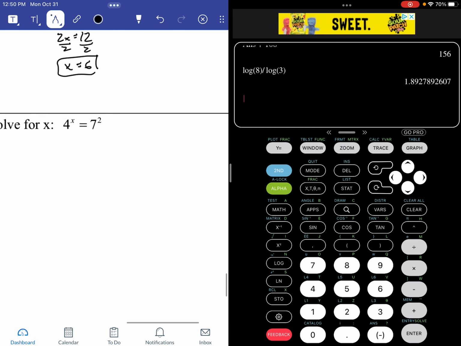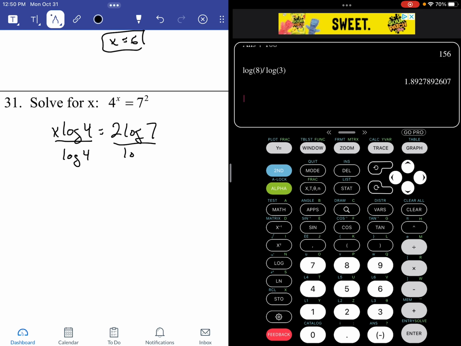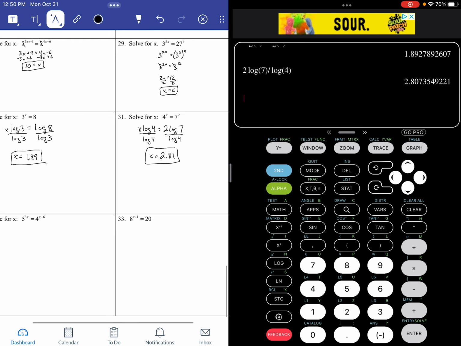Next, again, we have non-like bases. So we have x log of 4 equals 2 log of 7. Now we want to solve this for x. We're going to divide both sides by log of 4. So if I put in the calculator, I have 2 times the log of 7 divided by the log of 4. Equals 2.81. Moving on.